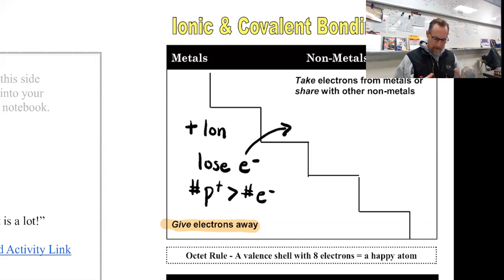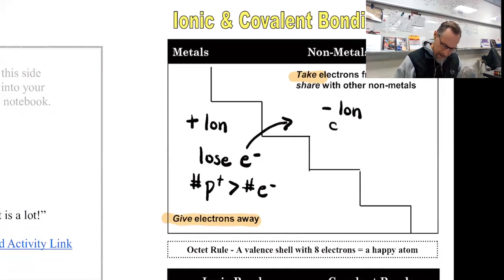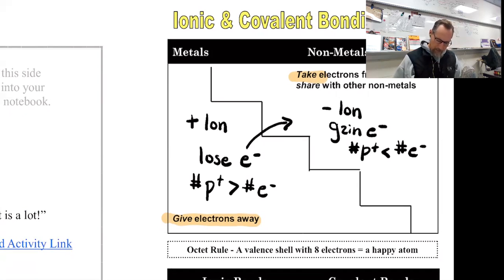Now then, as far as that non-metal, it will take that electron. So it's going to gain an electron, a negatively charged electron. So it forms a negative ion because it's going to gain that electron. And so the number of protons over here is going to be less than the number of electrons. So those are going to have negative charges, okay?